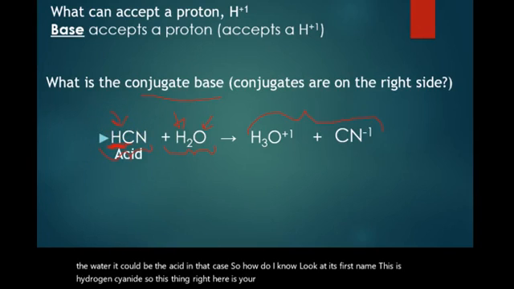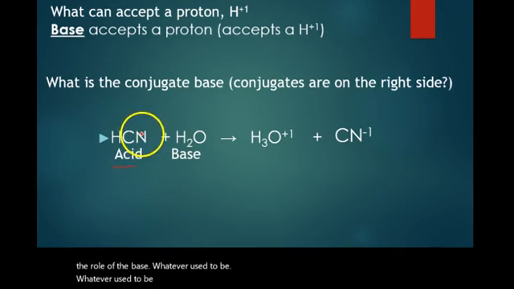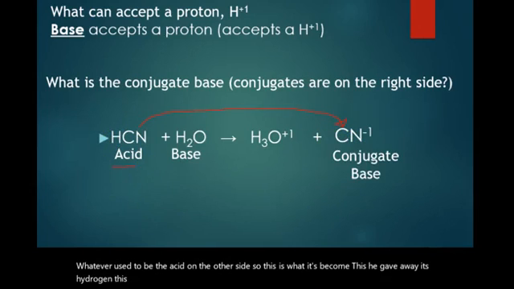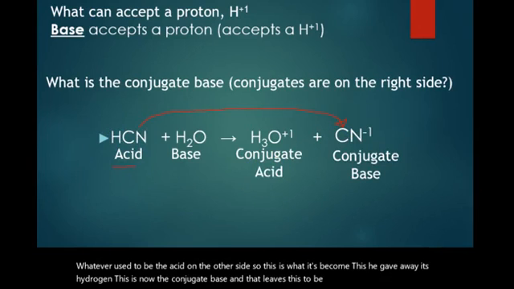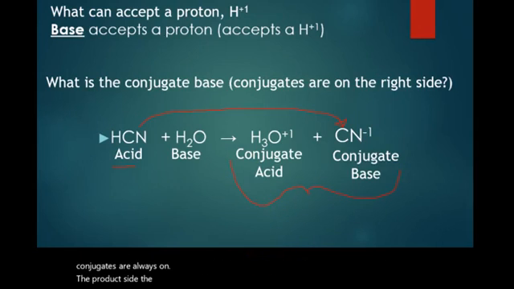If that is your acid, then water's playing the role of the base. Whatever used to be the acid on the other side, see, this is what it gave away its hydrogen. This is now the conjugate base, and that leaves this to be the conjugate acid. Conjugates are always on the product side, the right side of the reaction.